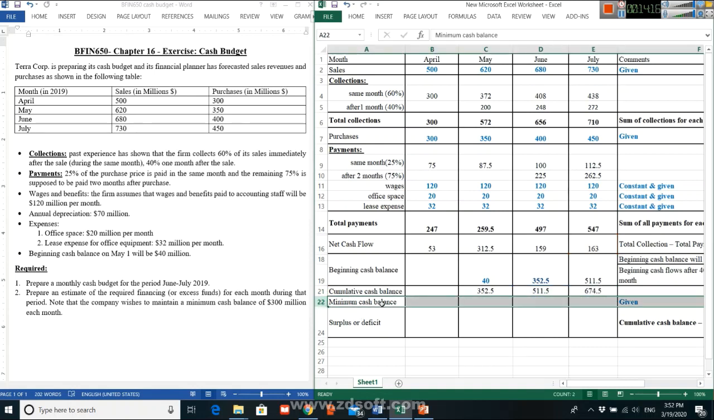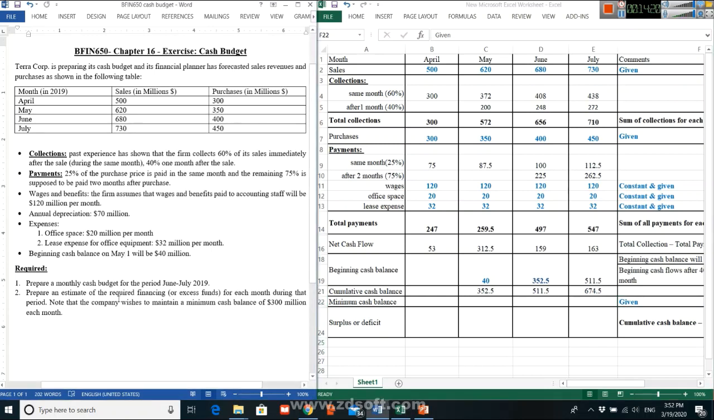Finally, regarding the minimum cash balance, it will be also given. Let's read the last note, or the note in here. Note that the company wishes to maintain a minimum cash balance of 300 million each month. So we should write in here 300, 300, 300.